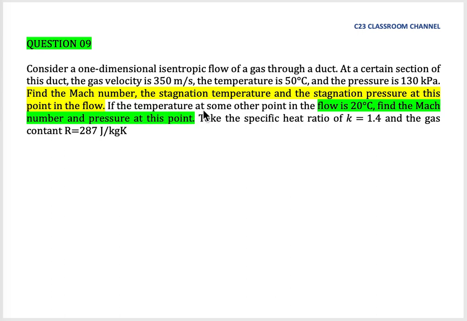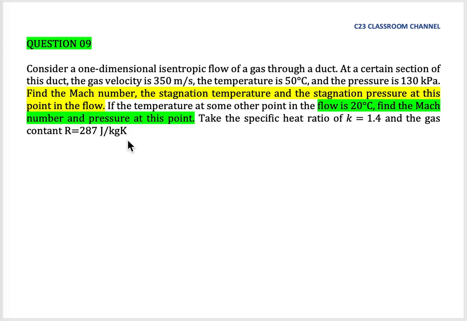If the temperature at some other point in the flow is 20 degrees Celsius, find the Mach number and pressure at this point. Take the specific heat ratio of k equal to 1.4 and the gas constant R equal to 287 joule over kilogram Kelvin.